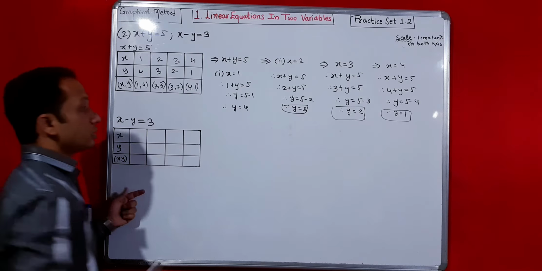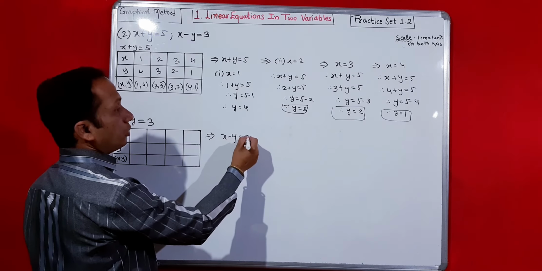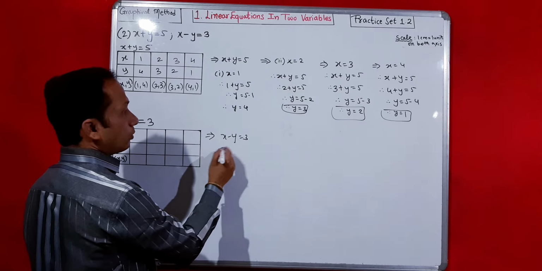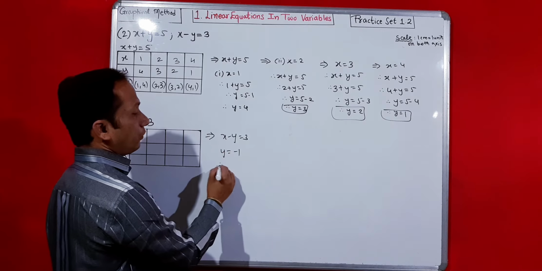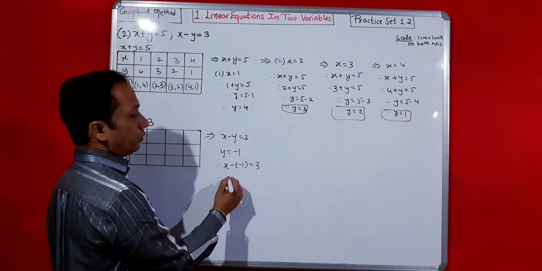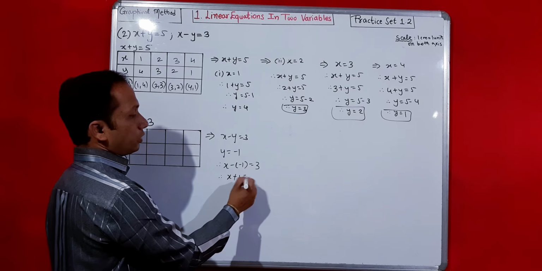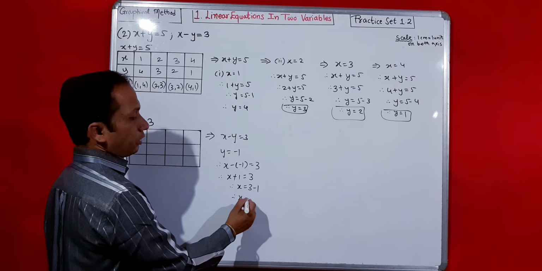coordinates. Come to the second equation, this is for second, x minus y is equal to 3. Okay, so let's consider x is equal to 1, y is equal to minus 1. Okay, therefore x minus 1 is equal to 3, therefore x plus 1 is equal to 3, therefore x is equal to 3 minus 1, therefore x is equal to 2.